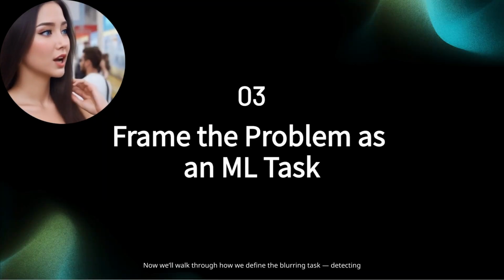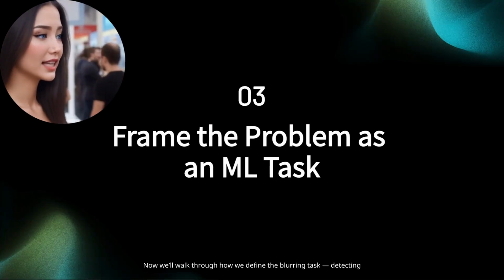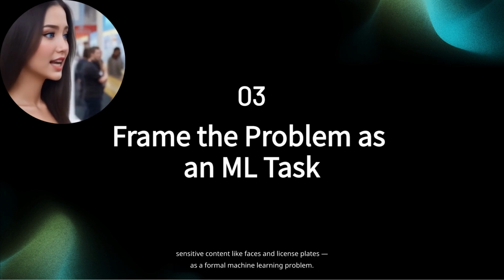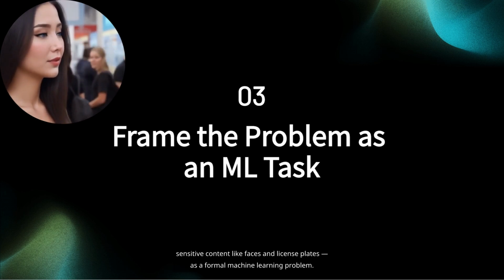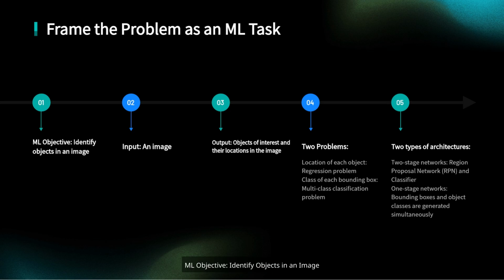Now we'll walk through how we define the blurring task, detecting sensitive content like faces and license plates, as a formal machine learning problem. 1. ML objective. Identify objects in an image. Our core goal is to identify all instances of sensitive content in each image, faces, license plates, and possibly other identifiers. This means not just recognizing what is present in the image, but also where it is.